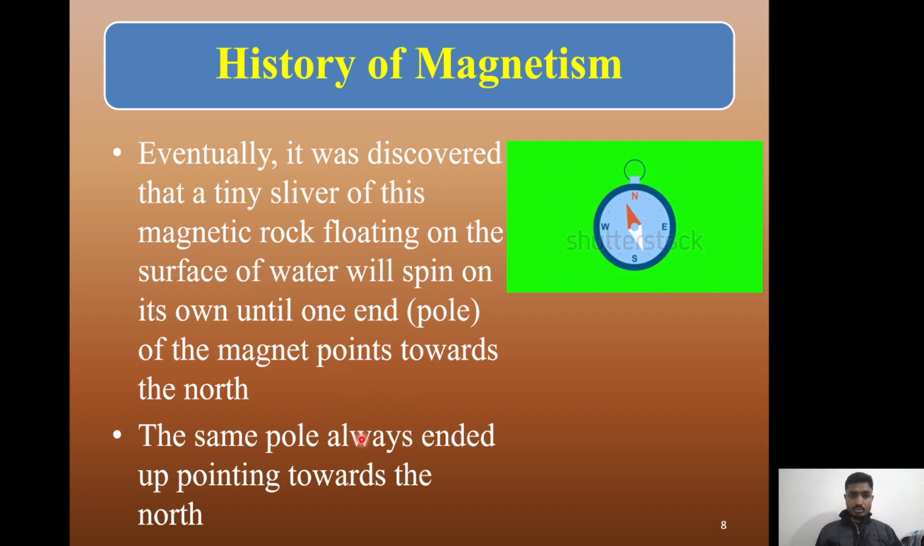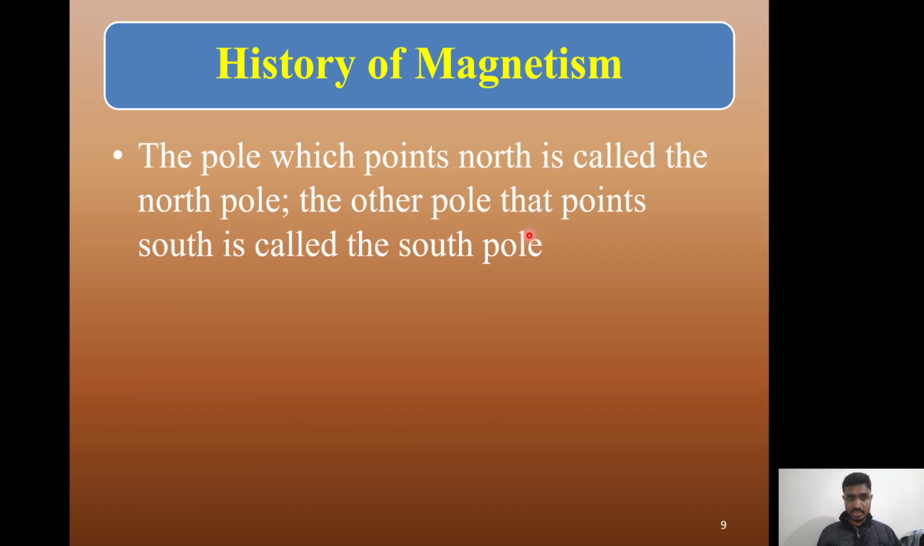So, the same pole will always end up pointing towards the north. One pole of that rock would always point towards the north. It was very magical in those days. The pole which points towards the north is what is known as the north pole, and the other pole that points towards the south is what is known as the south pole.